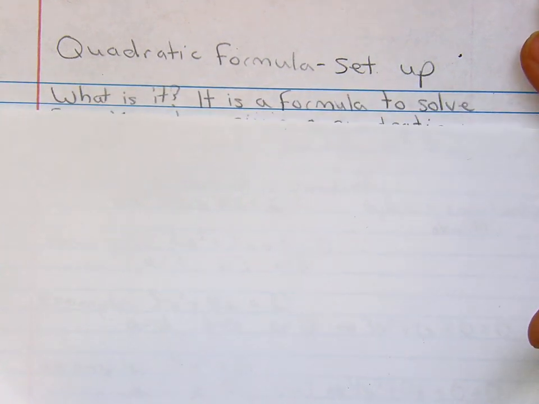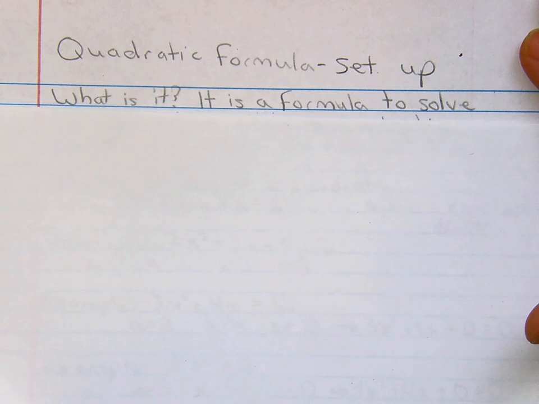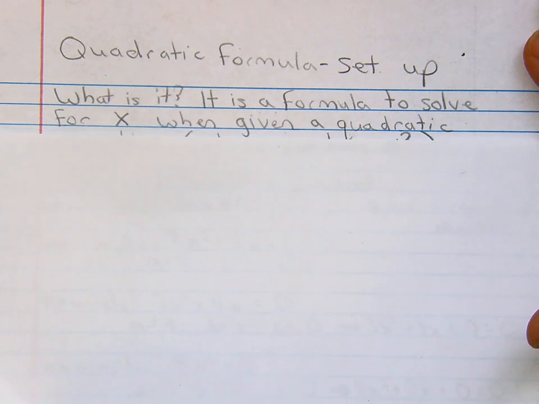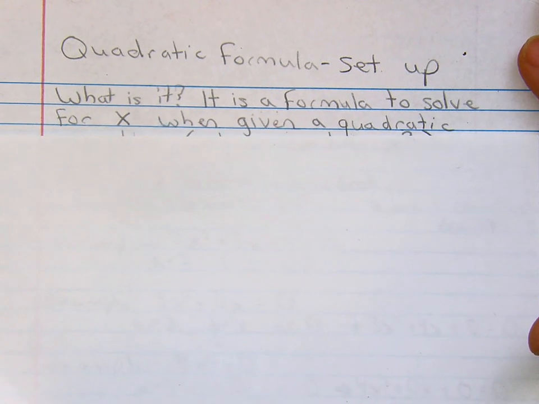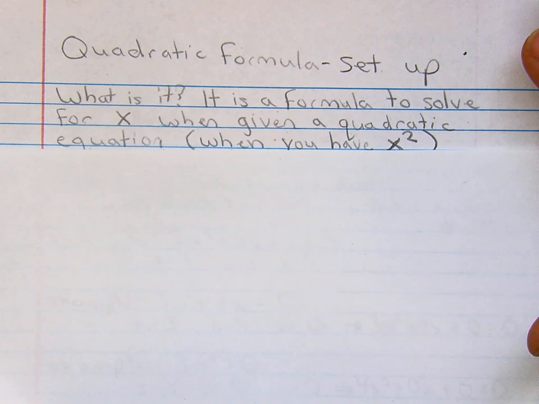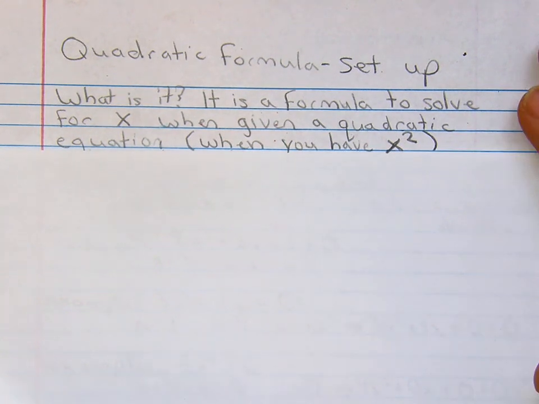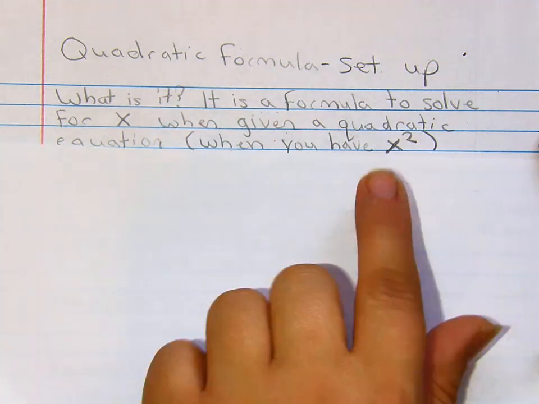And the question is, what is it? It is a formula to solve for x when given a quadratic equation, right? That's what it's all about. It says if I am given a quadratic equation, do I factor it? Do I do any other ways of graph it? How do I solve for x? But basically it says you can use this quadratic formula when you are given a quadratic equation.